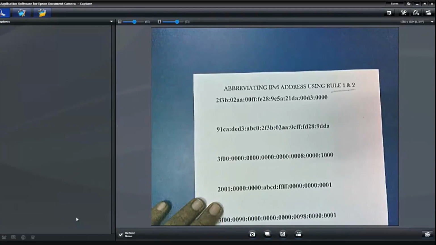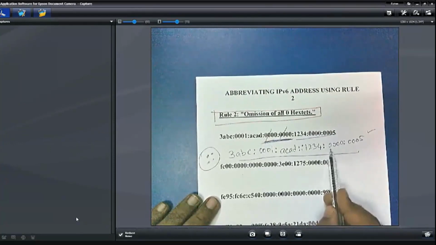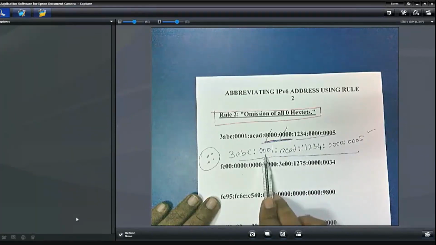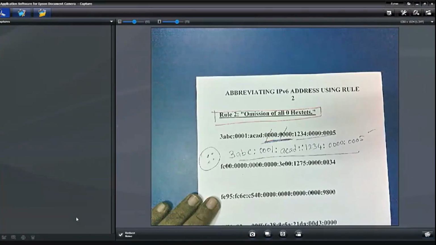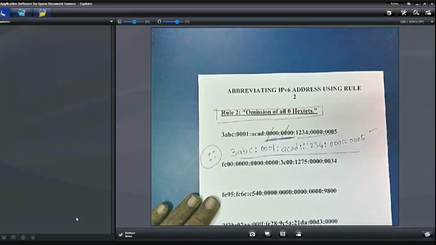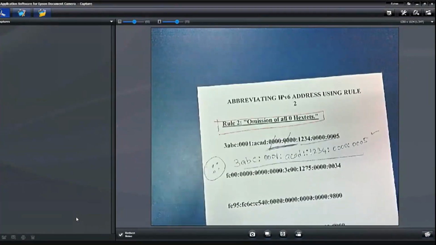Correct, both correct. What you are saying is also correct. You are asking me to remove the leading zeros. That is also correct. That is rule number 1. So if you apply both rules, that is 100% correct. But now we are learning about rule number 2. Rule number 1 we already finished. After this, we will apply both rule 1 and 2 at the same time.